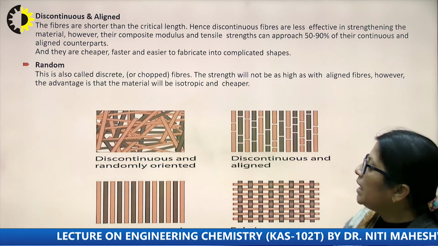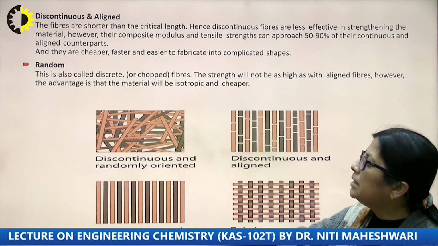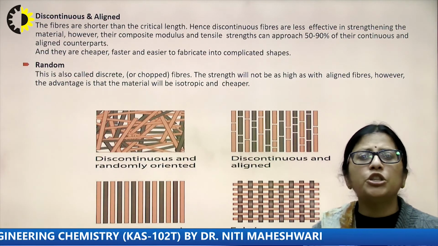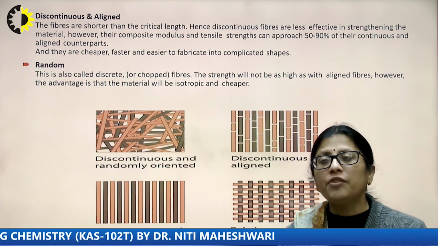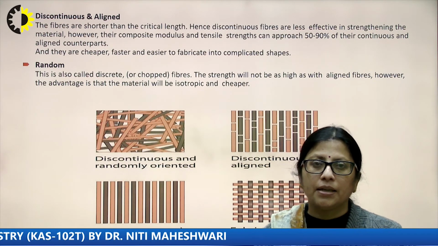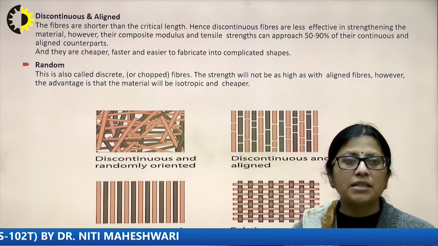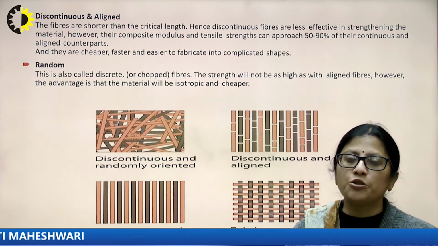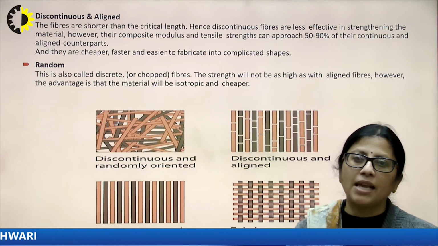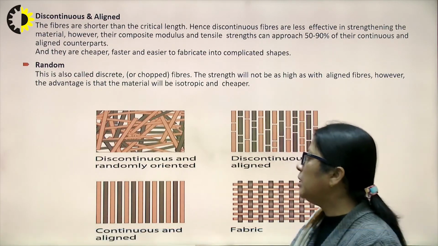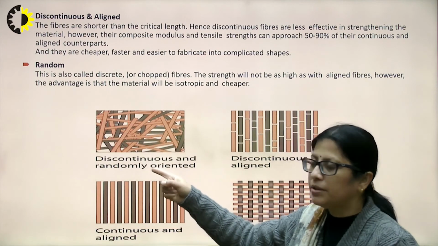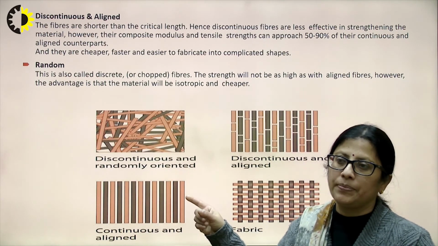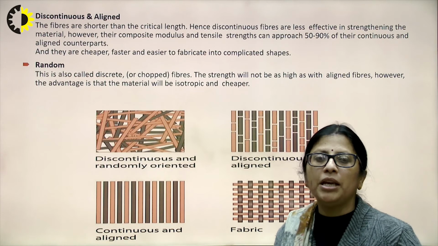Then finally, coming to the random, this is also called discrete fibers or chopped fibers. The strength will not be high like the aligned fibers, but the advantage of using this type of material is that it will be isotropic and cheaper. By saying isotropic, I mean the properties of this material in all directions are going to be the same, and they are obviously going to be cheaper.